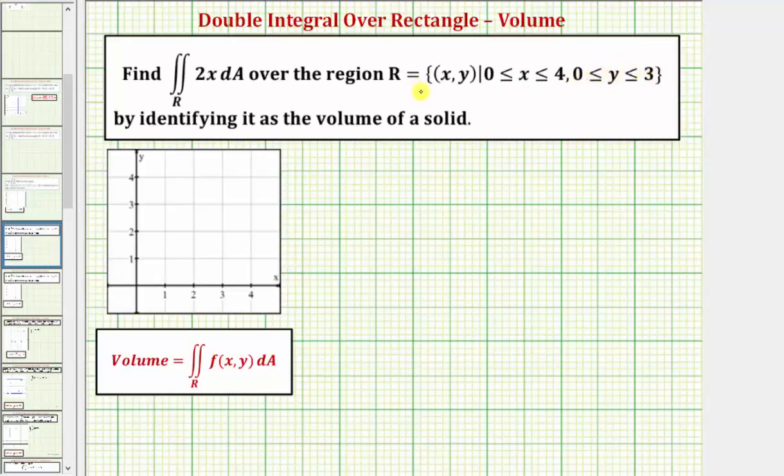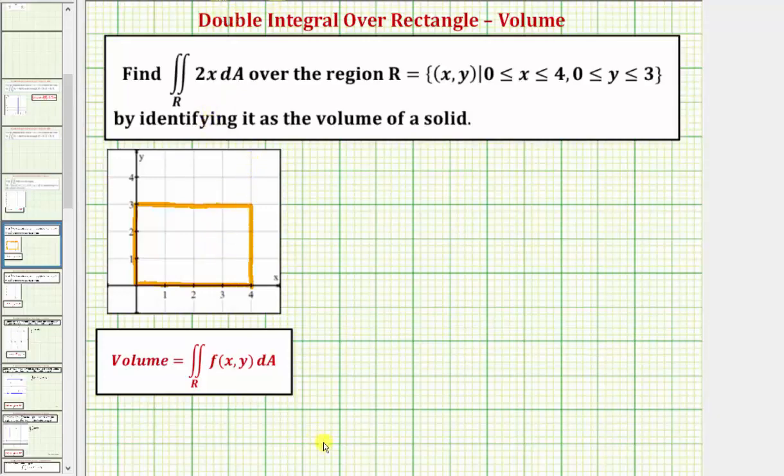Let's first sketch the region of integration on the xy plane shown here. So x is on the interval from 0 to 4, and y is on the interval from 0 to 3, which gives us this rectangular region in the xy plane. Next, notice how the integrand function f of x comma y equals 2x is non-negative over this entire region, which is the reason why this double integral is the volume of a solid. If the function was negative over this region, we could not interpret this as volume.